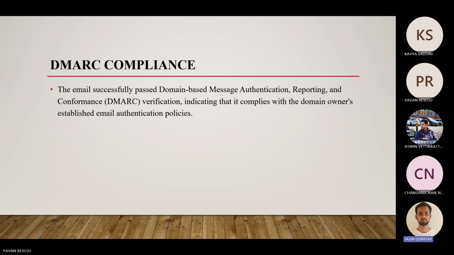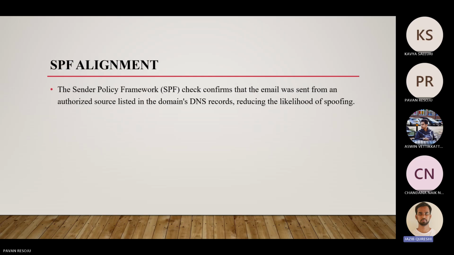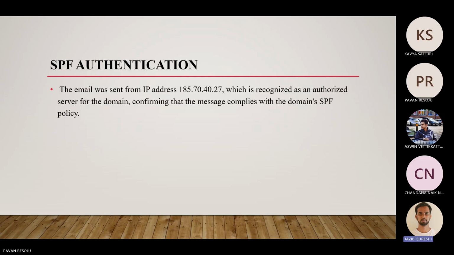The next one is SPF alignment. The Sender Policy Framework, the SPF check, confirmed that the email was sent from an authorized source listed in the domain's DNS record, reducing the likelihood of spoofing. And the next one is SPF authentication. From the IP address, we can see that this is the public IP address 185.70.42.7, which is recognized as an authorized server for the domain, confirming that the message complies with the domain's SPF policy.